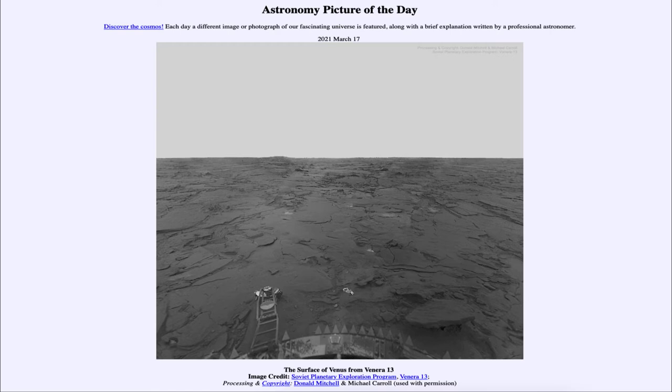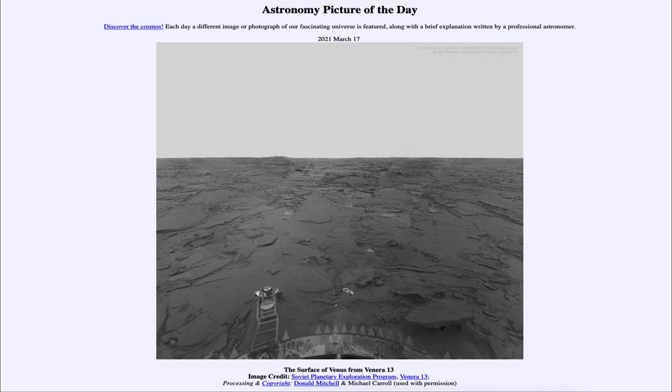Now, we have mapped it out in great detail with things like the Magellan spacecraft using radar. So longer radar waves are able to penetrate through the clouds and give us a view of the surface. But it still isn't quite the same as getting an image from the surface. And here is one from Venera.